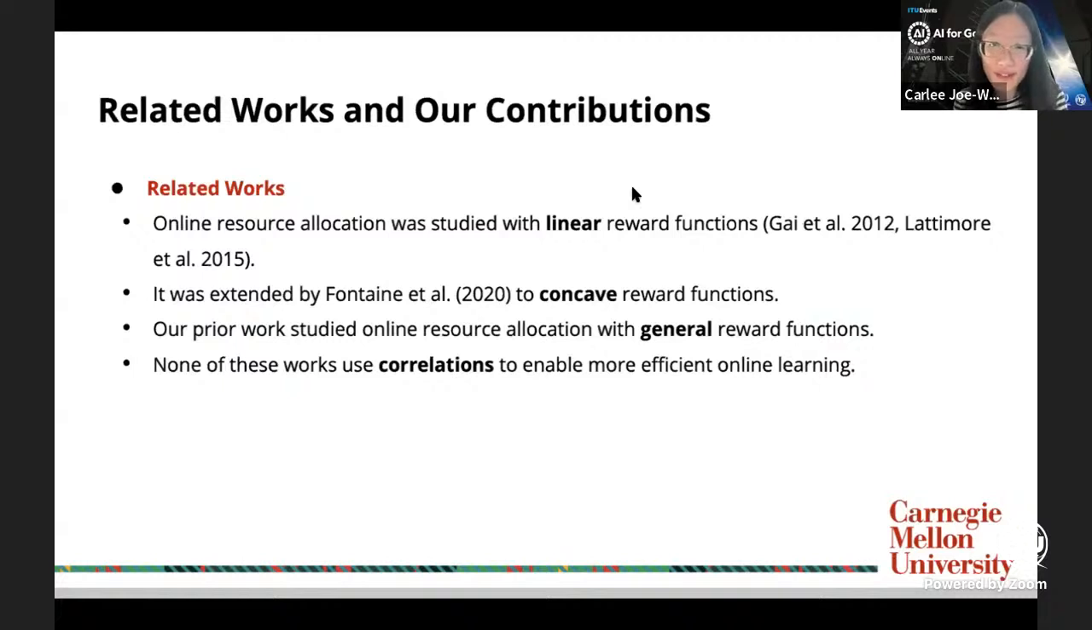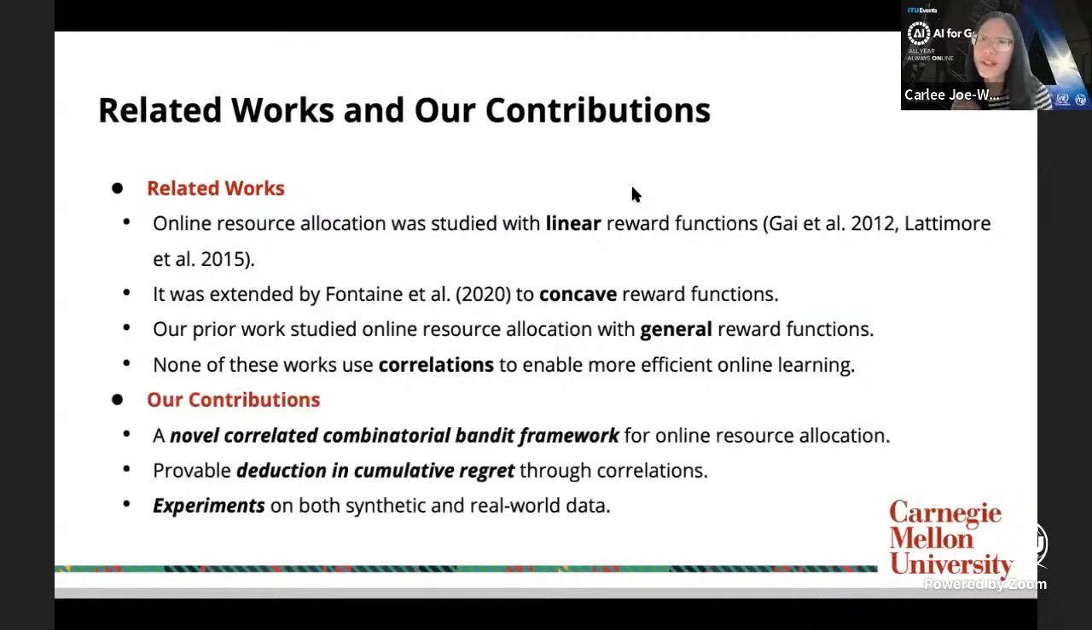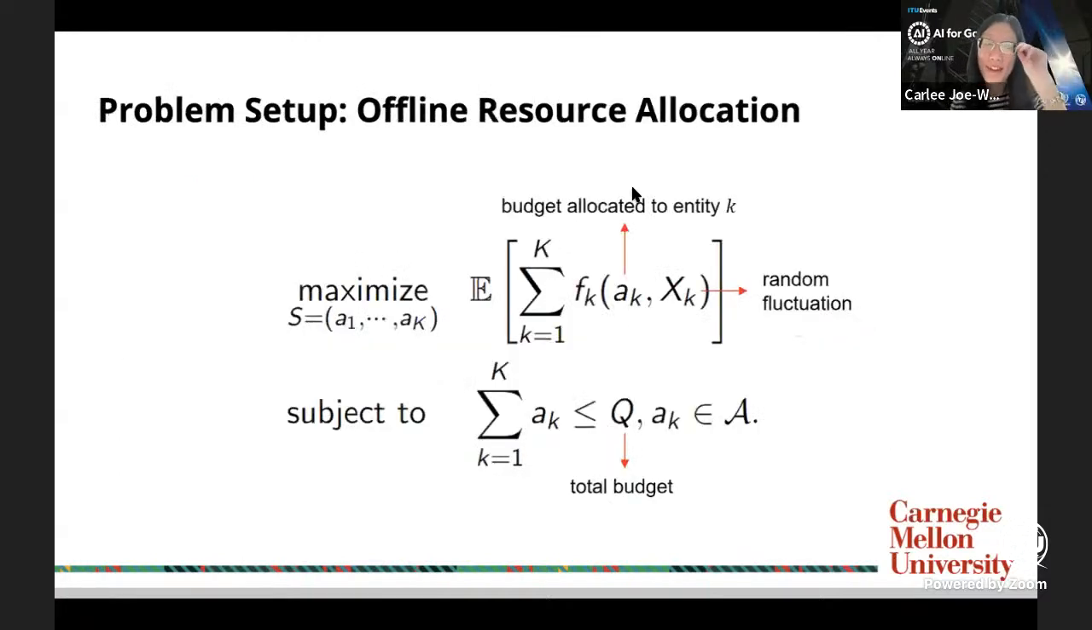All right, so let me skip over some of this related work. As I said, many works have studied online resource allocation using machine learning, but none of these works try to exploit these sorts of correlations between the rewards of different resource allocations. So that's what we're going to do in this work.